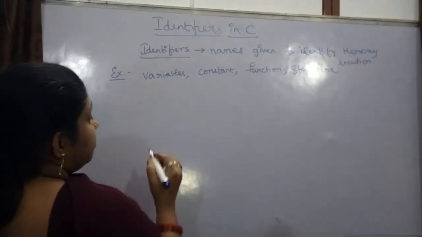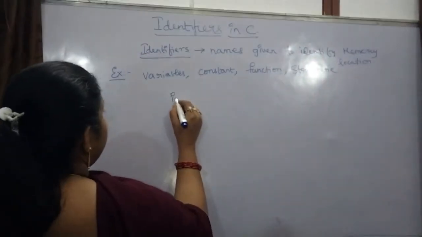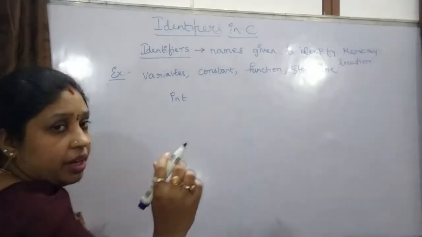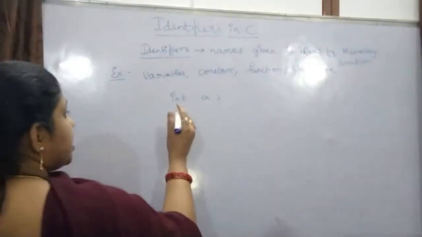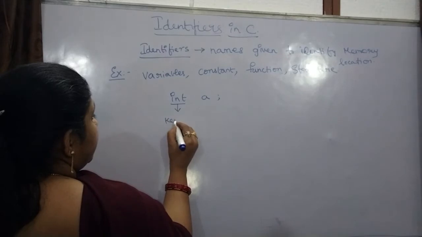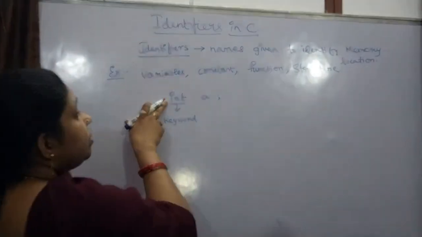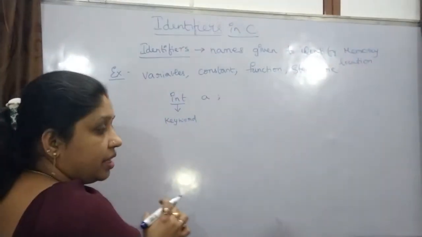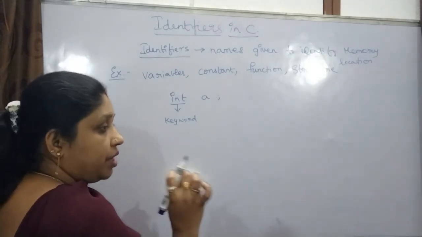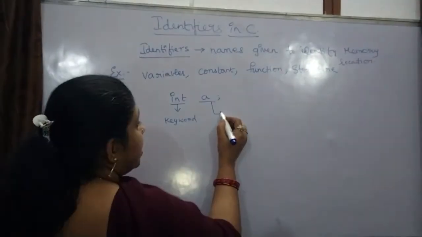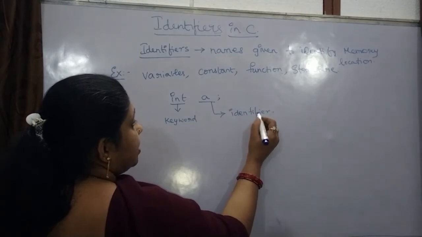Now I will declare one identifier, one variable. You just observe. For example, int. I am declaring a variable. What is this? This is a keyword. Keyword already we have discussed. You cannot change that keyword. That keyword only you have to use. You should not change the letter or space or whatever it is. Now this is the identifier.